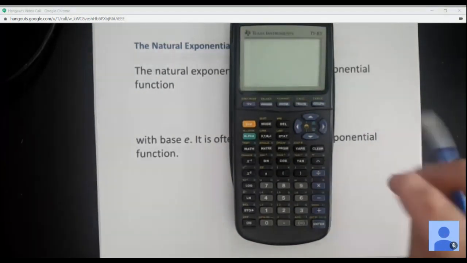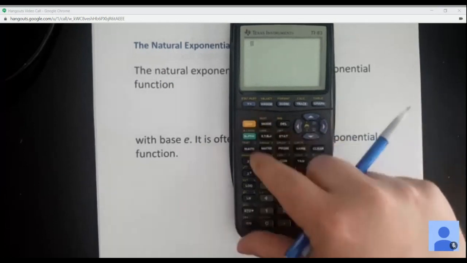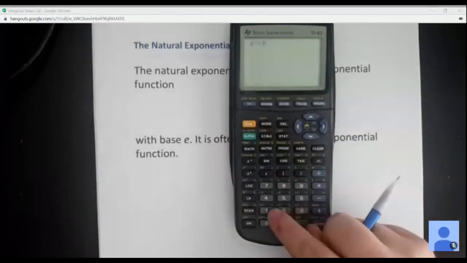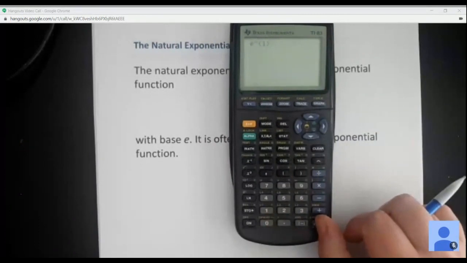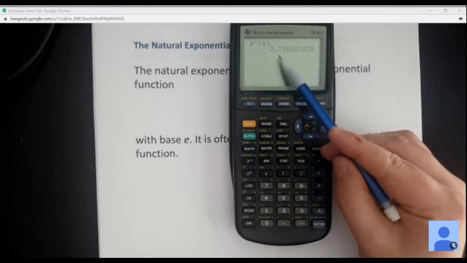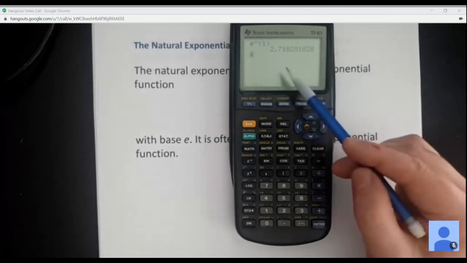So it really matters. If I do second and the ln key to get e to the x, then I just have to make sure I put a 1 in there to say e to the first power, and then it'll give me a value. And so you can see in this case, we get 2.71828, and this is an irrational number.